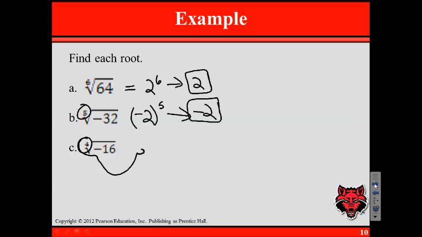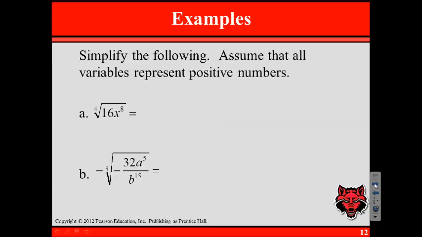Here we have an even index. And anytime we have an even index, we cannot have a negative underneath the radical because that gives us a not real solution. Now, before this module is finished, you will know how to deal with not real solutions, but right now it is sufficient to say it's not real. Let's try the next 2 examples.